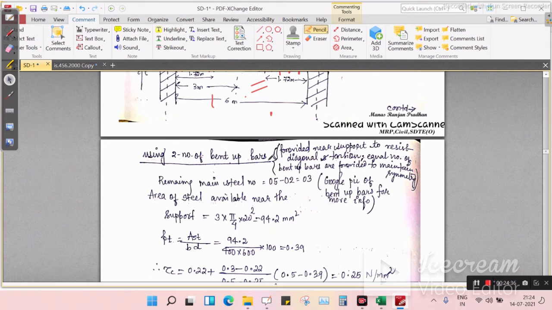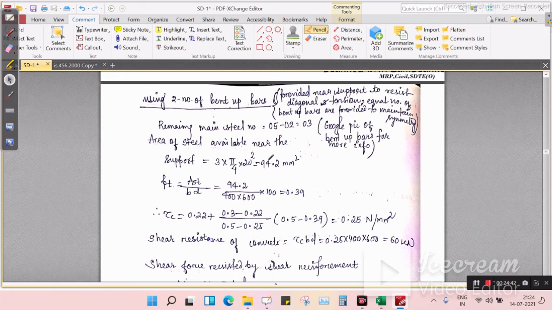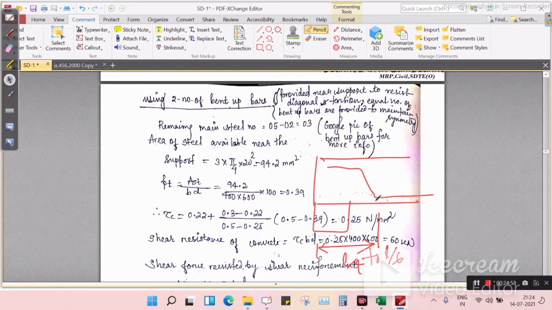Okay, next, using two number of bent top bars. So there are how many bars? 5 number of bar. When we use two number of bent top bar, remaining bars are 3. So let me tell you, suppose this is a beam, this is a bent top bar. Bent top bars are provided at a distance of L/4 to L/6 from support. So at support how many bars are there? 3 numbers of bar. After deducting 2 number of bent top bar, 3 into pi/4 into 20 square, 942 mm square. Area of the steel for that portion is 0.39.